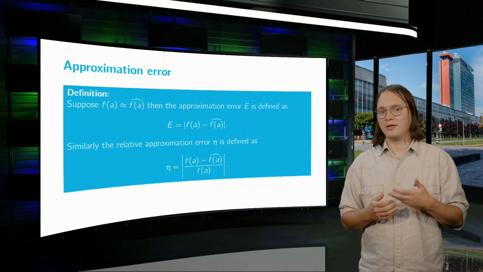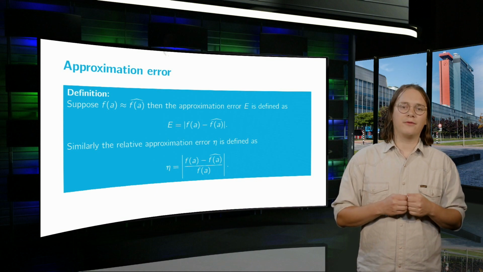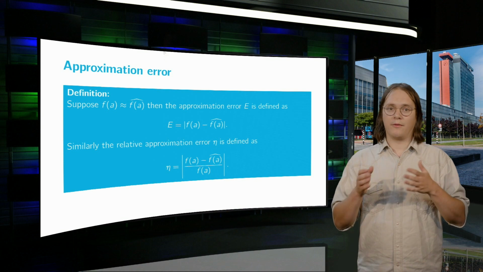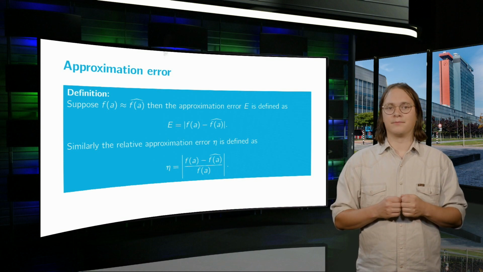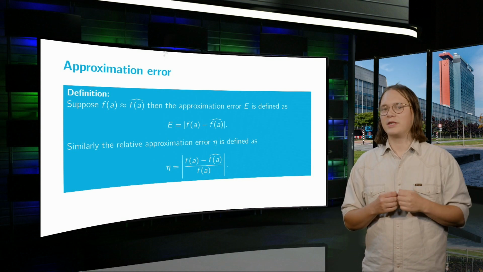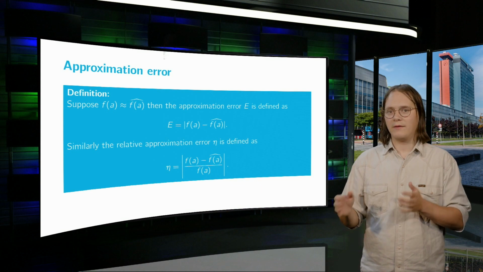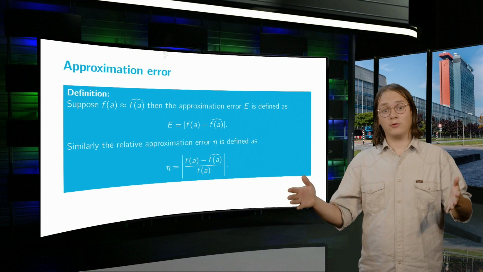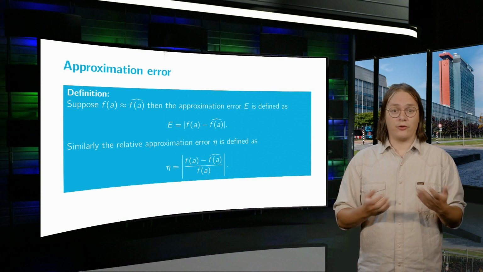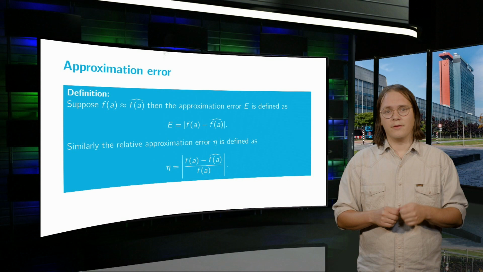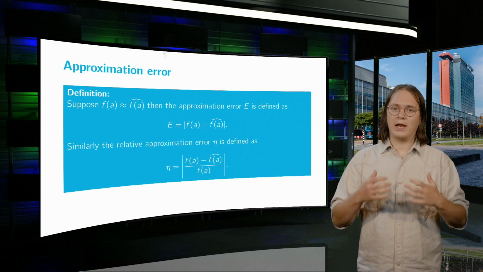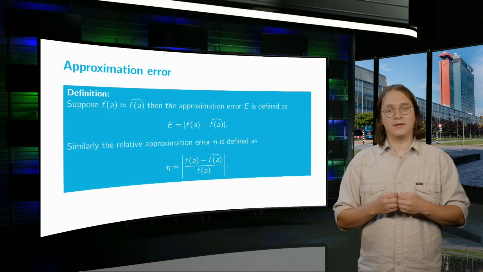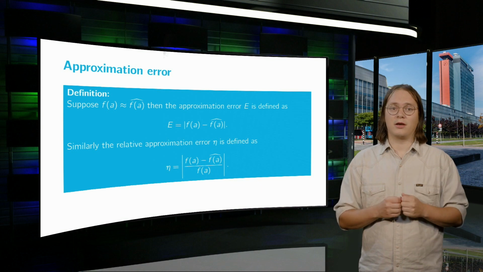The approximation error is simply the absolute value of the difference between the actual value of the function and the approximation. Sometimes it's more sensible to consider the error relative to the total value, since being off by 1 on a total of 1,000 is often less of a problem than on a total of 10. In those cases, we consider the so-called relative approximation error, obtained simply by dividing the approximation error by the function value.